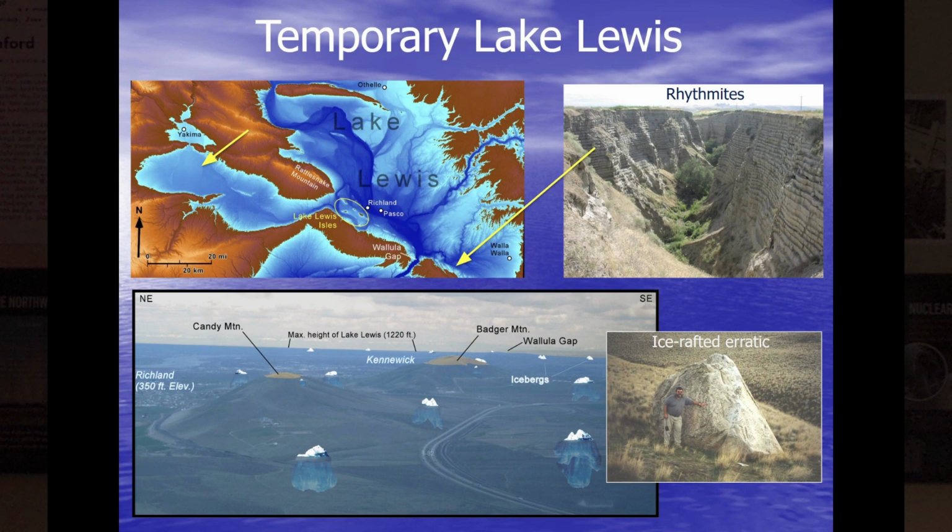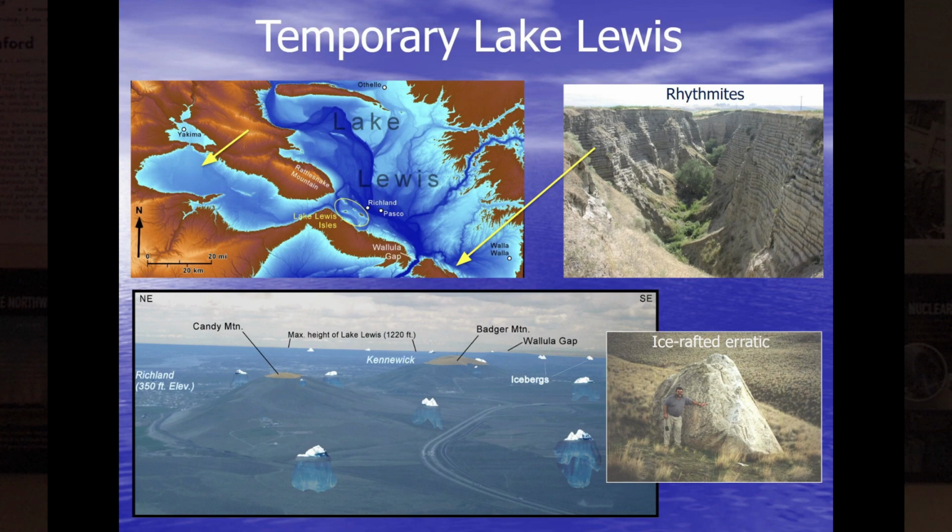So there's more images I added to this slide. And you can see we added rhythmites, which are these slack water flood deposits that were deposited within the back flooded basins of the Walla Walla Valley and the Yakima Valley, and even all the way up into the Snake River. And then there are also ice rafted erratics being carried, as I mentioned, in icebergs floating around in the lake.